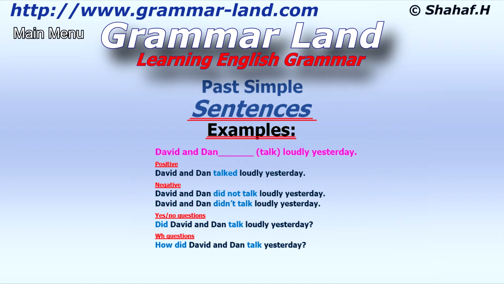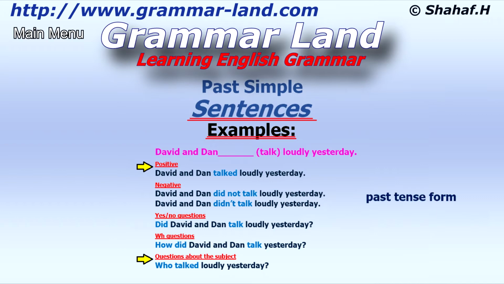WH question. How did David and Dan talk yesterday? Talk stays as it is. Question about the subject. Who talked loudly yesterday? Talk turns into talked. Again, as you know, in positive sentences and in questions about the subject, we express the verb in its past tense form. In negative sentences, yes/no questions and WH questions, we express the verb in its original form, which is the present simple tense form.